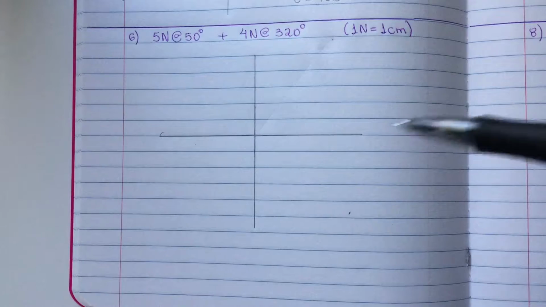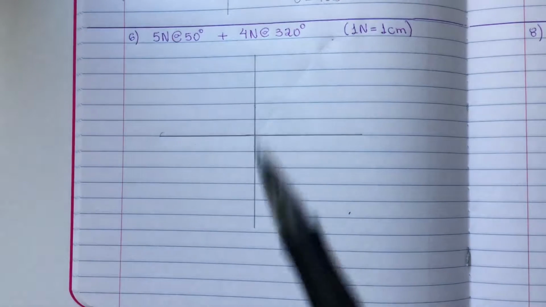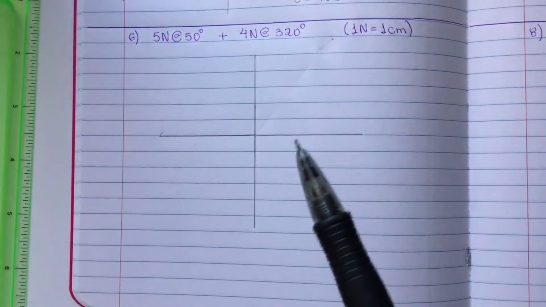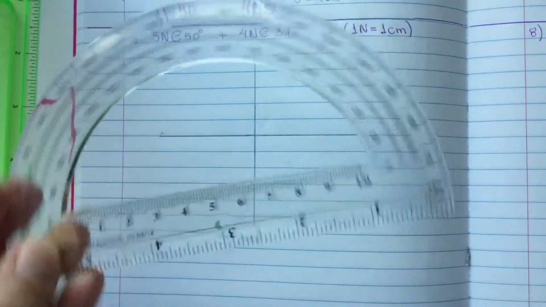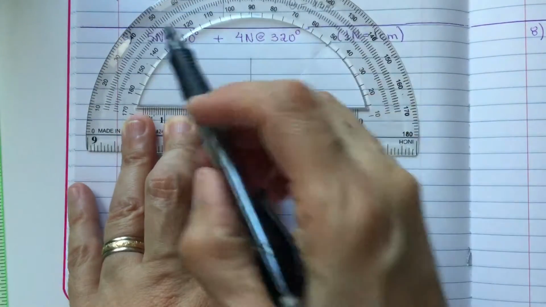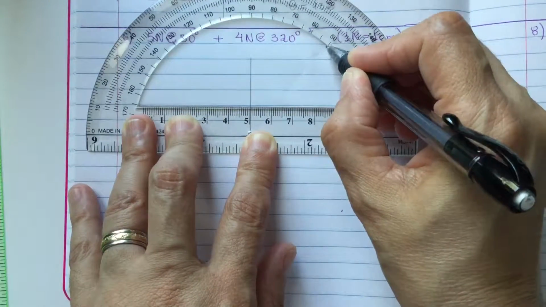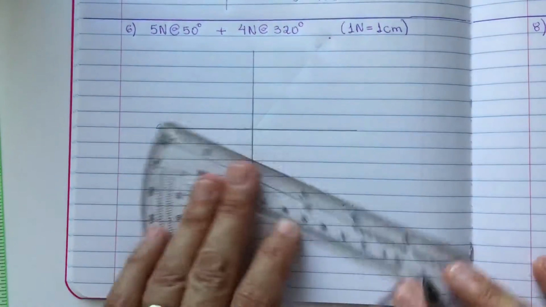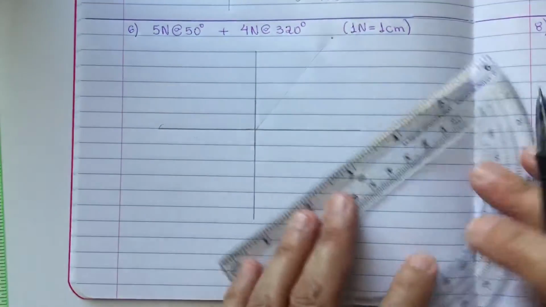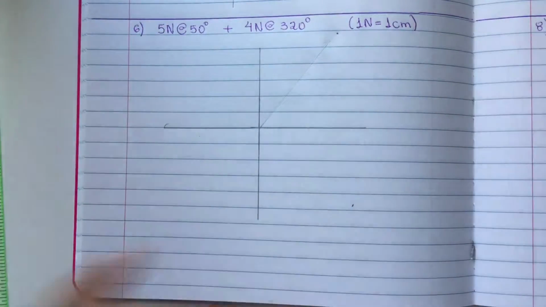Following the rules, we have to draw a grid. It's already done. The second one, we are going to locate 50 degrees on this grid. To do that, we are using a protractor. So place the protractor on the center of your grid and find your 50 degrees right here. Make a little mark. And now, using the same protractor, draw a very light line just to give you orientation where your 5 newtons is located.